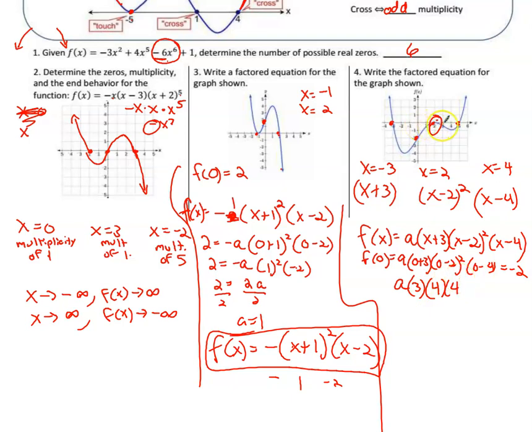Oh, wait, 1, 2, 3, 4. That's a 5, not a 4. So change those. Who were you yelling at me when I did that? I apologize. I was like, that's not the answer I got earlier today.